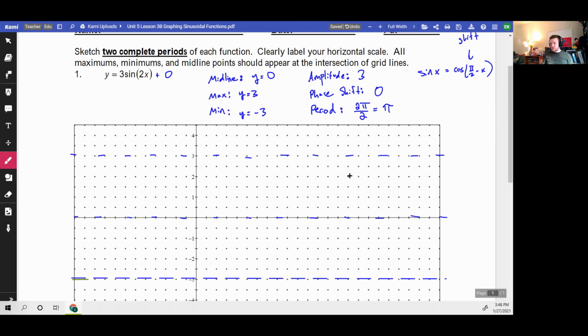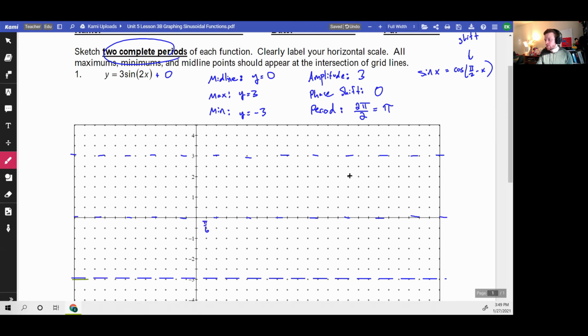And so what I like to do, now that I have my period, is make my scale so that I'm going to get 2 periods, just because the prompt asks us to do 2 periods. And I like doing 2 periods because you're able to see the graph circulate twice. One period's not enough for me, personally. All right. So if the period's pi and I want 2 complete periods, then I have a lot of options for my scale. I'm going to make my scale pi over 6.